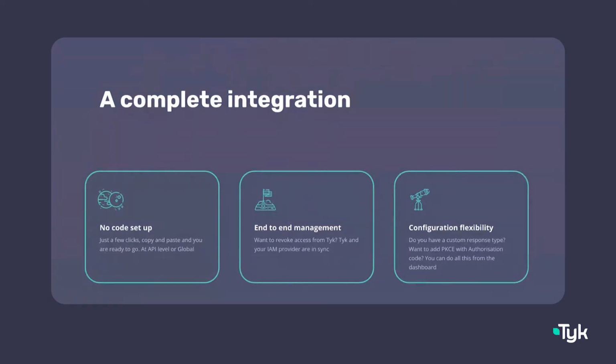And you can also set it at an API level or global level across all your portal. But also because it has end-to-end management. So if you want to revoke access, you can do it. Your API consumer can do it from the portal. Your API product owner could also do it from the dashboard, and your security manager could do it from the identity access management platform.